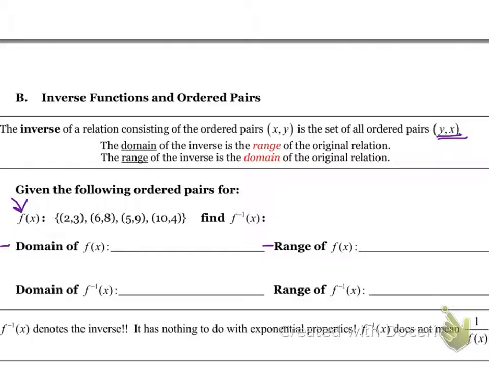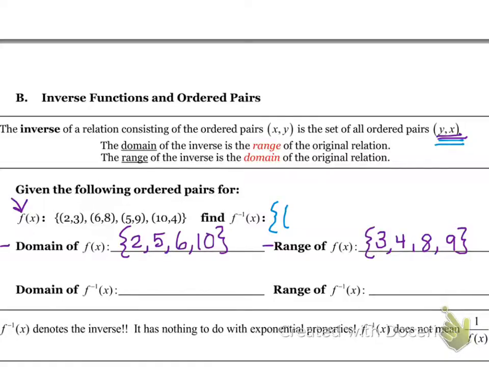The domain are all the x values. So we have 2, 5, 6, 10, put in order, with curly brackets that represent set notation. And then the range is going to be 3, 4, 8, and 9. Now I'm going to go back and find the inverse. I'm going to switch the x and y places. My first coordinate point is (3, 2). My second is (8, 6).